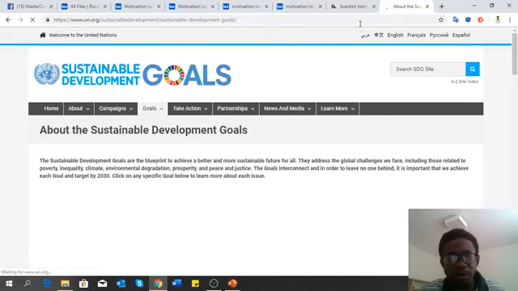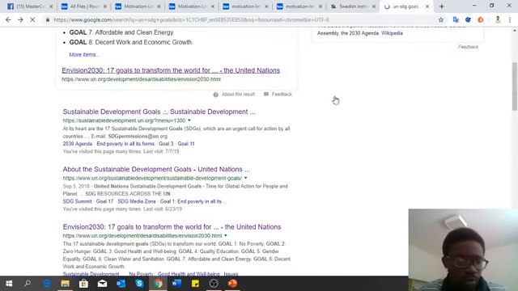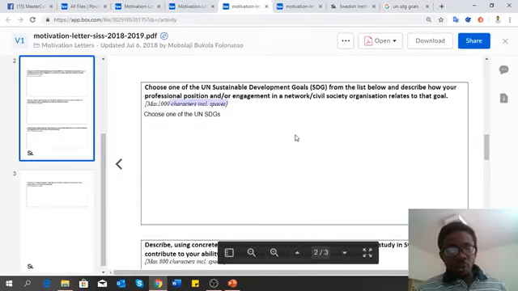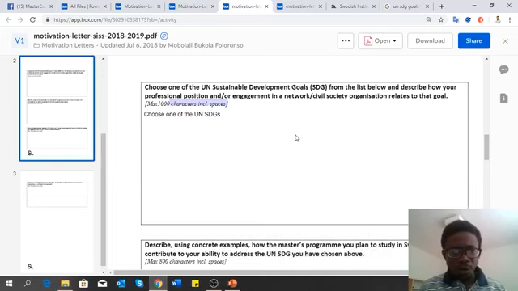Alright, so I think this page is not loading, but you can Google it, UN SDG goals. There are good health, education, and all those. So the important thing is they want you to select one UN SDG that is related to what you have been doing at work, or what you have been doing in a civil society organization, in an NGO, or in a network, and then talk about it.